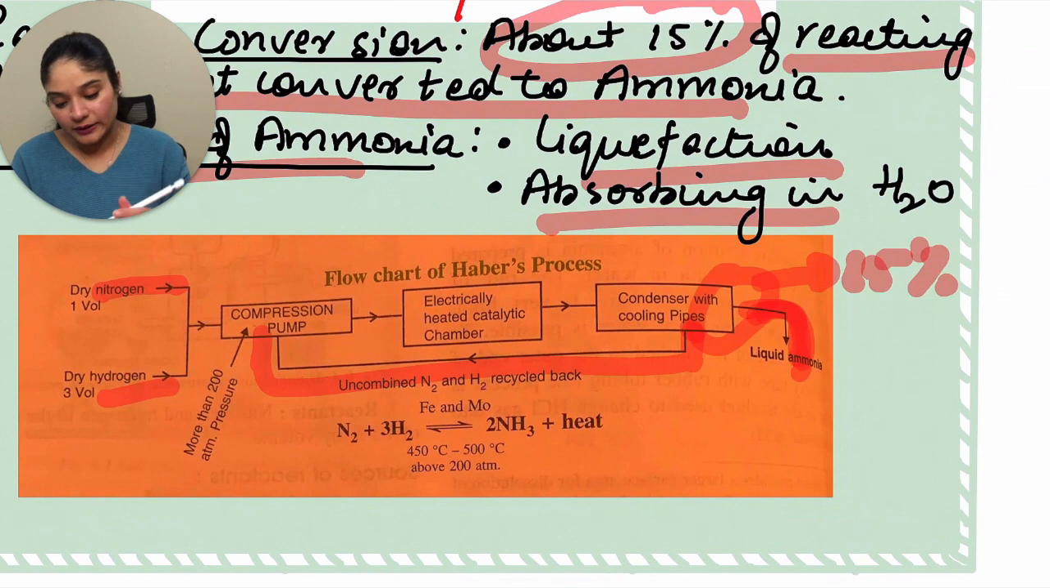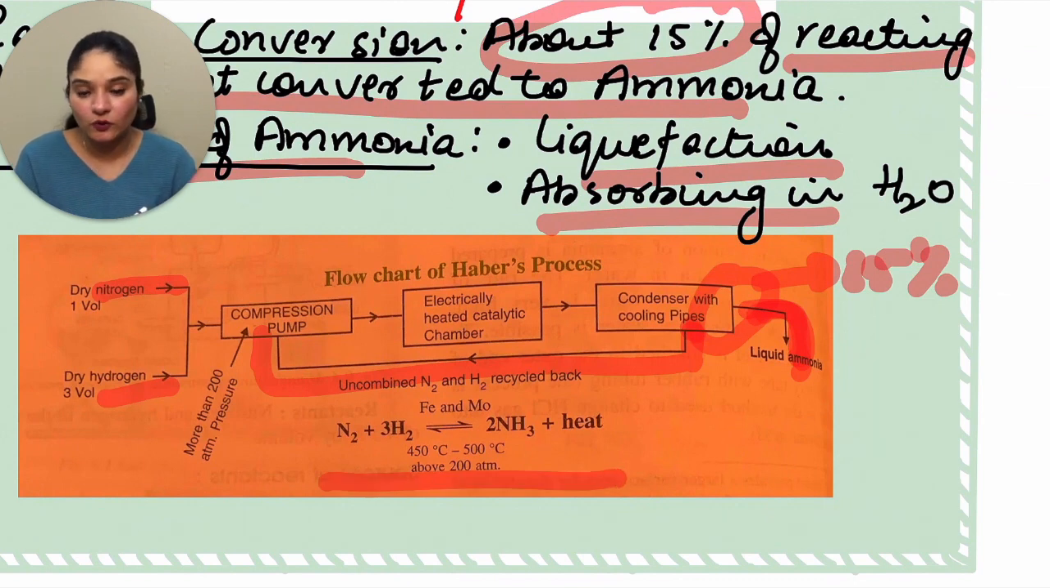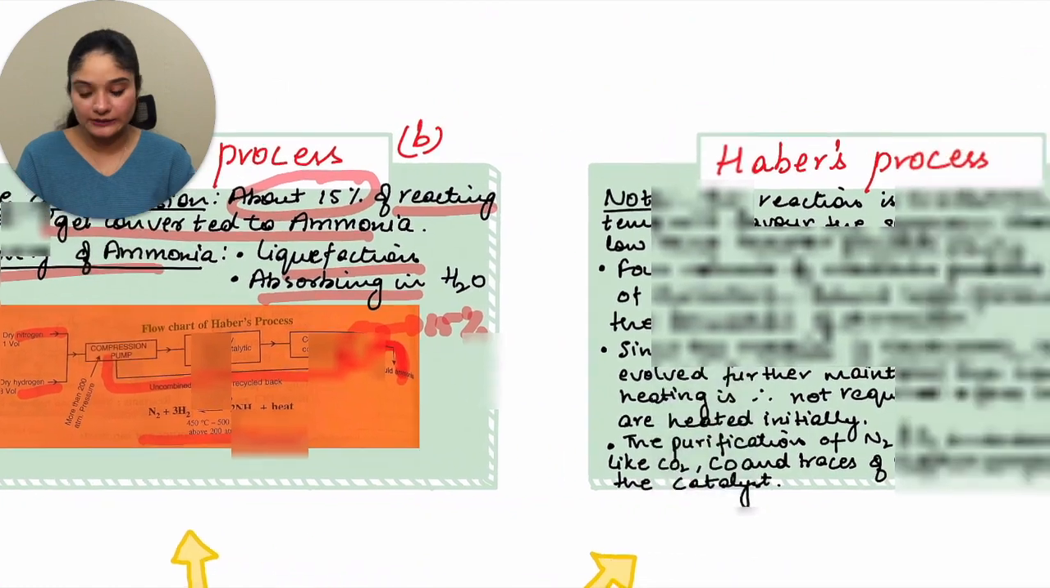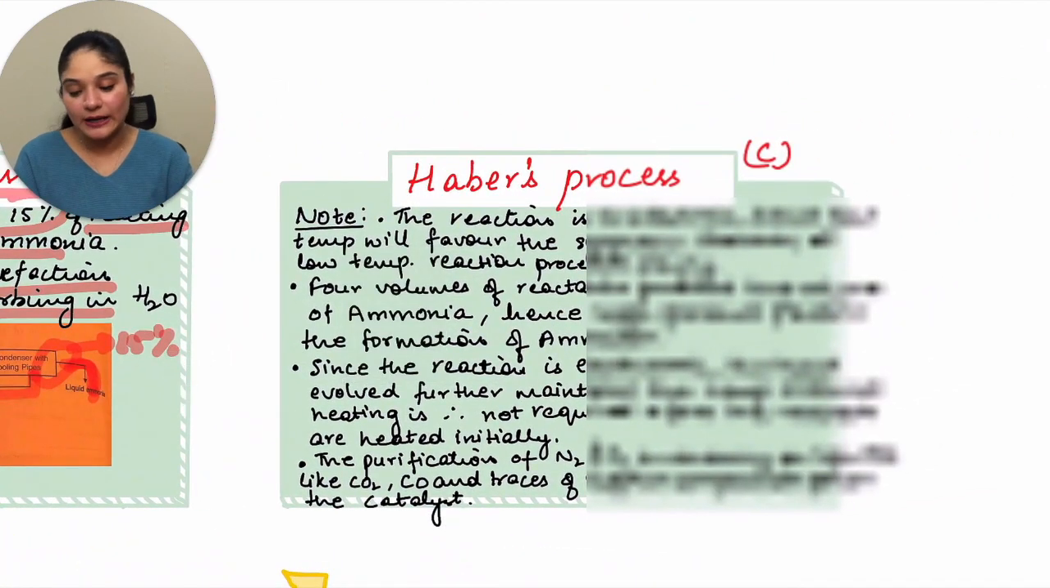You can look at the reaction right here. All the conditions are mentioned. So 450 to 500 degrees Celsius, above 200 atm, N2 plus H2 gives you NH3 plus heat. So this is your basic understanding of Haber's process. Now let's look at the notes.